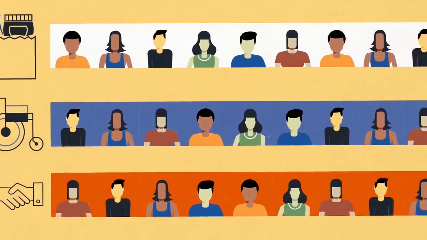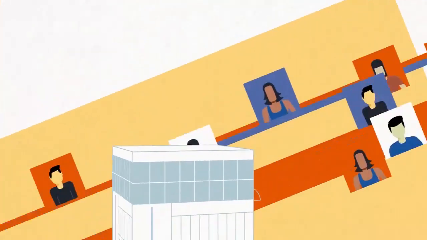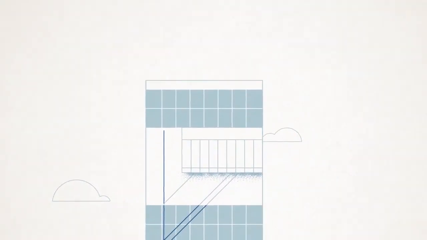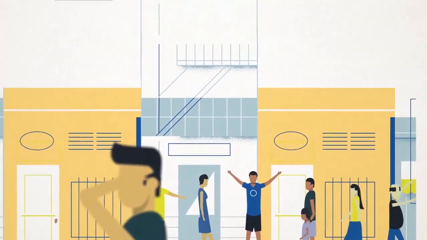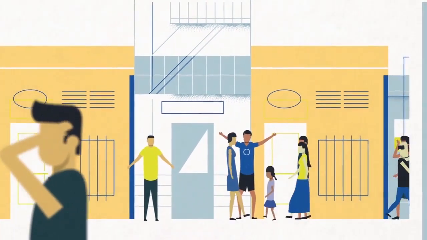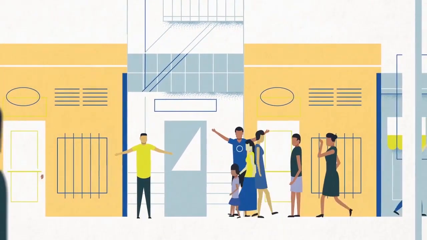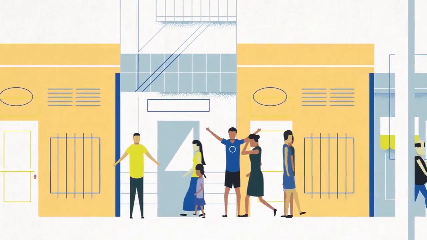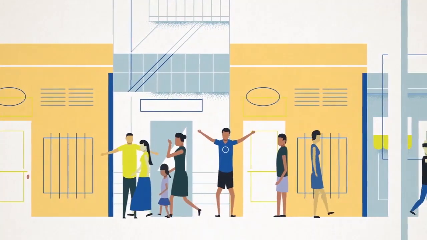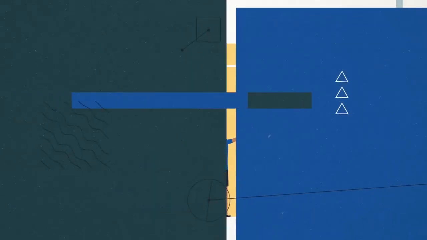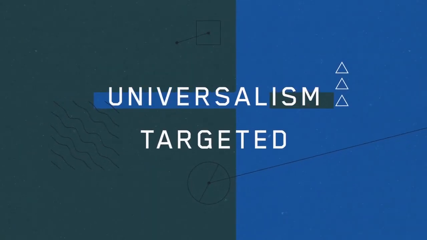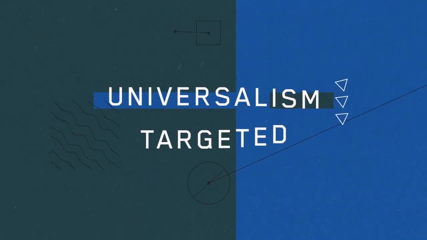Targeted approaches are vulnerable to the critique that they unfairly favor constituent groups over the public good by directing resources to marginalized groups who are already subjected to unfair stereotypes. But universal and targeted approaches are false choices. There is a third way, targeted universalism.